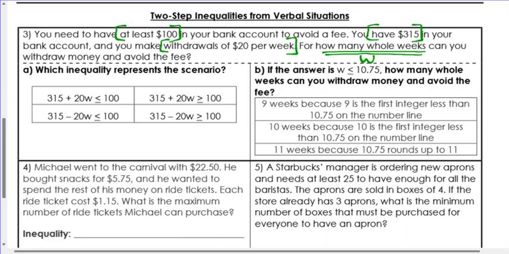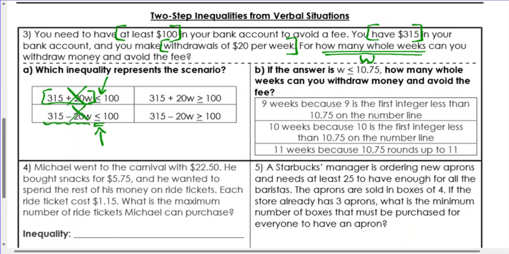So we have to have at least $100, so we know whatever money we have in the account has to be bigger than 100. So I'm looking at these options. I don't even know what this expression is showing right now. I just want to look at the inequality symbol. That's saying that amount of money, which is the money in our bank account, is less than 100. That can't be true. Same thing here. That's saying that the money we have in our account, the $315 and whatever we withdraw, is less than or equal to 100, but that can't be true. That's not what we want.